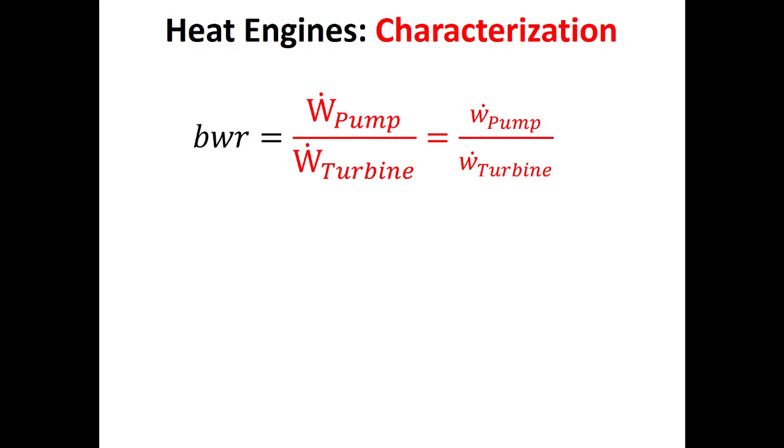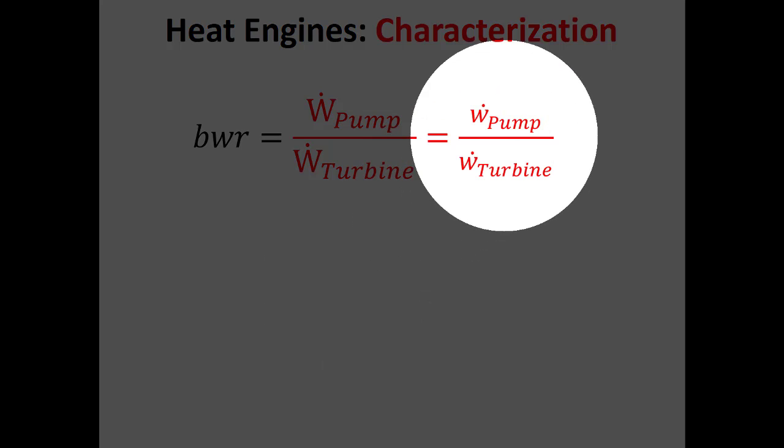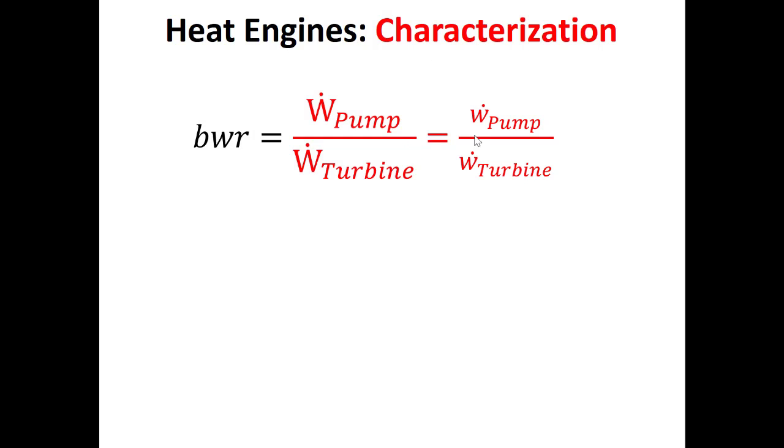Another way that we can characterize these things is with a back work ratio. The back work ratio acknowledges that the pump is the first consumer of the power plant. So this says how much of the power that we generate in the turbine goes to just continuing to run the cycle. This is one of the things that we like about Rankine cycles, is that the back work ratios tend to be low, maybe around 1%.